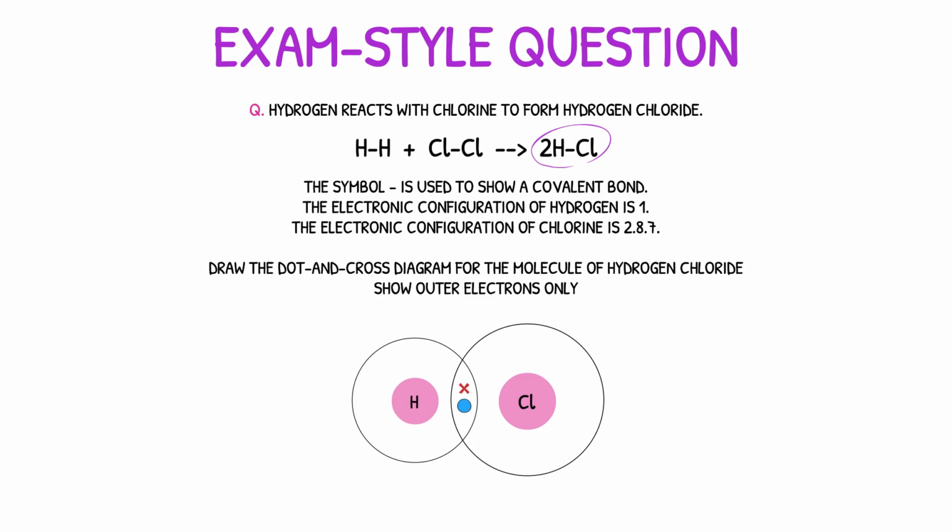Chlorine had 7 electrons on its outer shell, and one of these is now being shared in the covalent bond, meaning there are 6 electrons remaining on its outer shell. Your first mark is awarded for drawing the covalent bond, and your second is awarded for correctly drawing the outer shells for each atom. And voila!